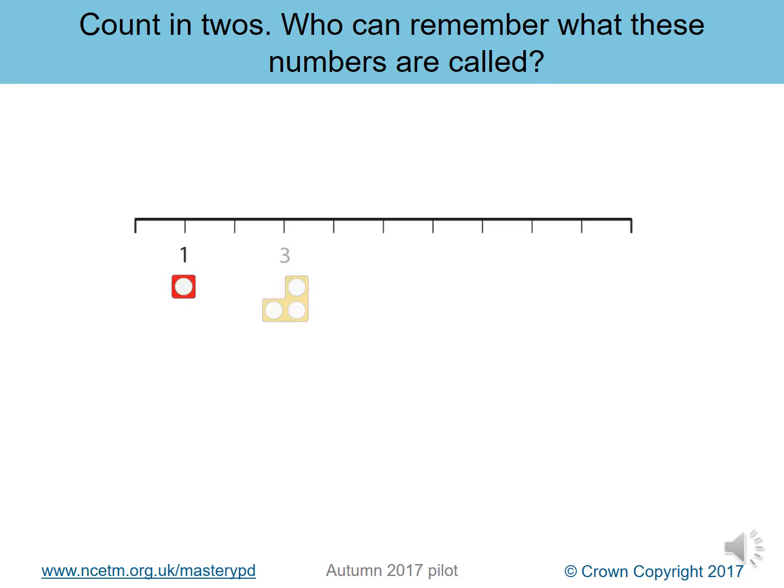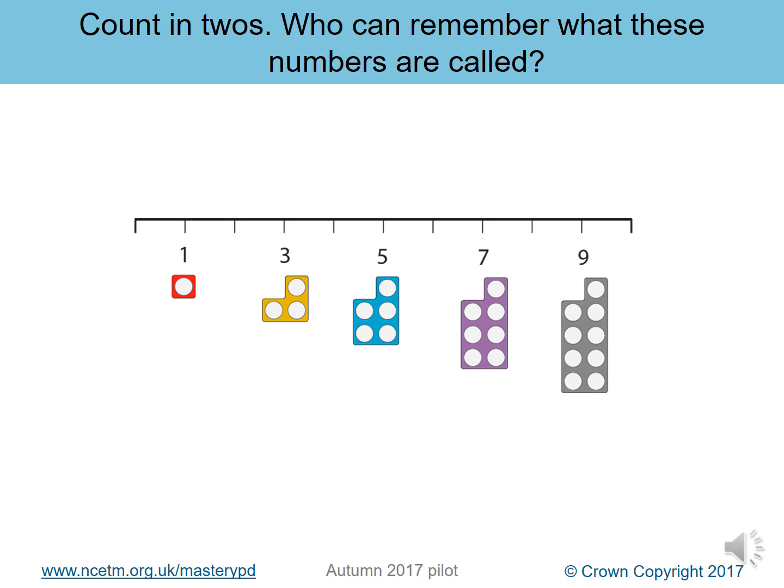Then we have 1, 3, 5, 7, 9. So these are the odd numbers. 1, 3, 5, 7, 9 are odd. 0, 2, 4, 6 and 8 are even. And that's going to help us in a minute. And we've got some tricky challenges when we're adding two and taking away two.